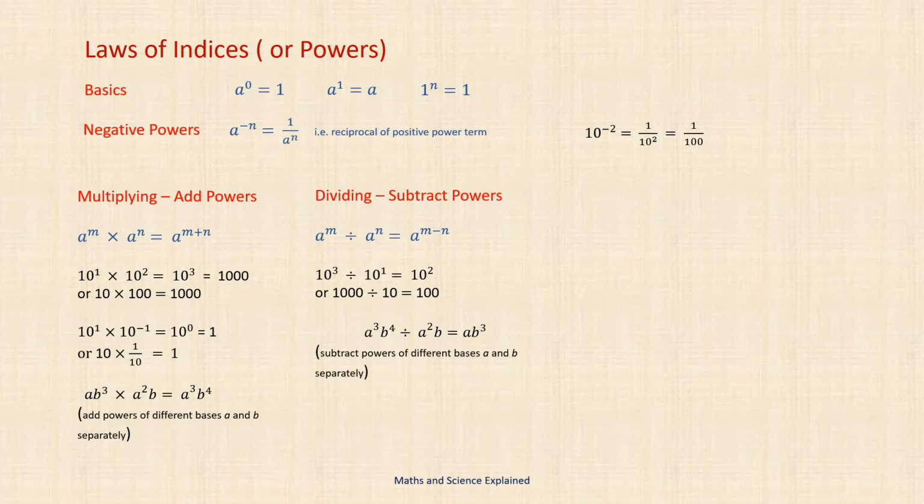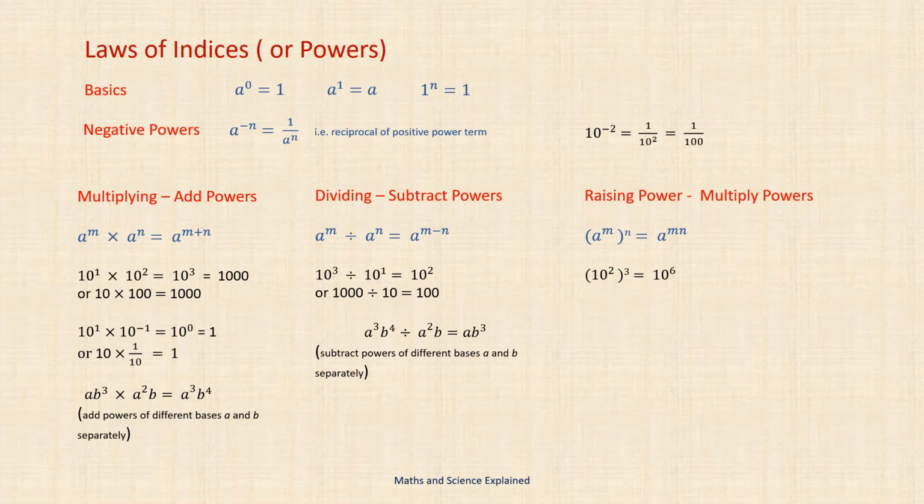So a cubed times b to the 4 divided by a squared times b is equal to a times b cubed. If we wish to raise a term containing a power to another power, then we simply multiply the powers. Thus a to the m raised to the power n is equal to a to the m times n.